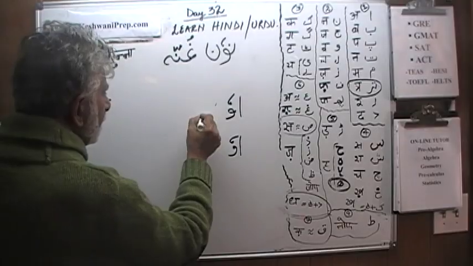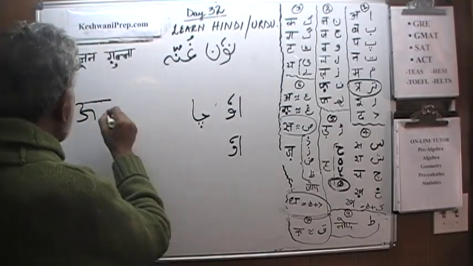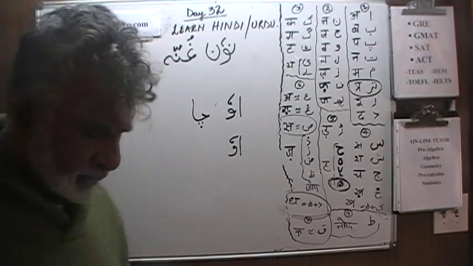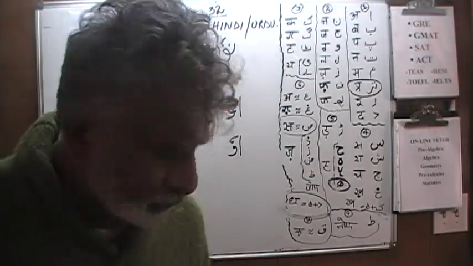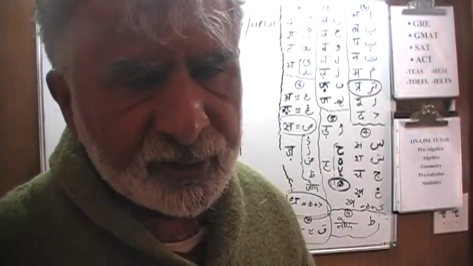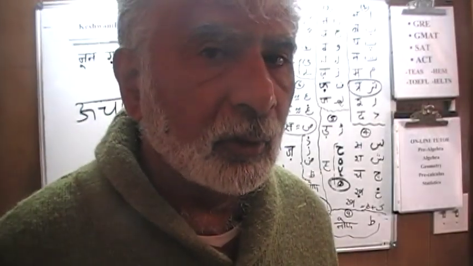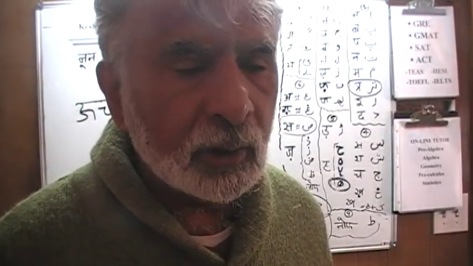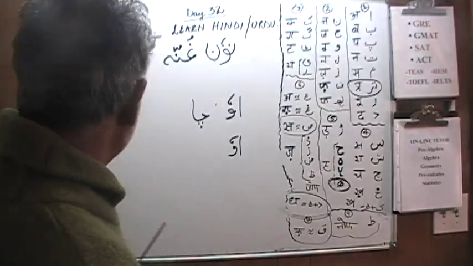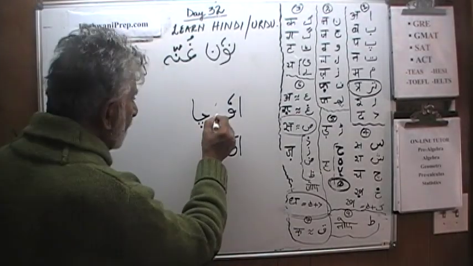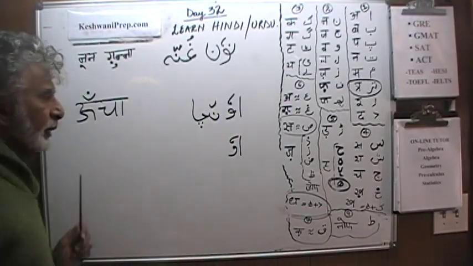U. And then a cha. There is no such word in Hindi. There is no such word in Urdu as ucha. What we are looking for is uncha. Uncha as in high, higher up. Not ucha, uncha. We need a Noon-Gunna. Voila. Now it reads uncha.